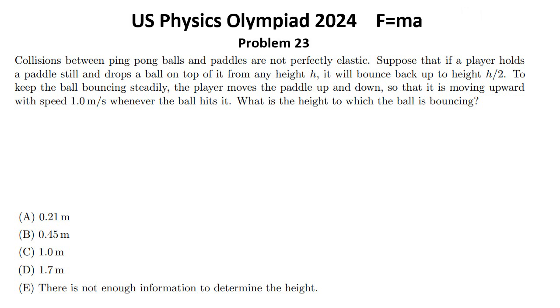To keep the ball bouncing steadily, the player moves the paddle up and down, so that it is moving upward, with speed 1 meter per second whenever the ball hits it. What is the height to which the ball is bouncing?